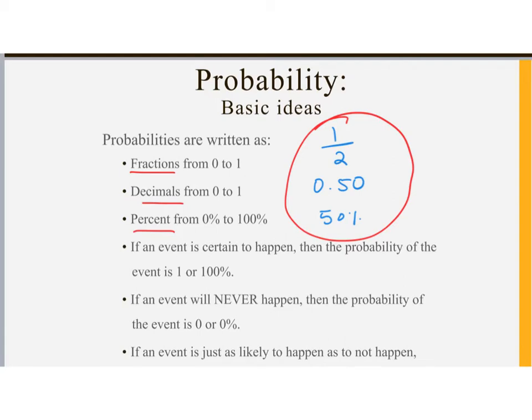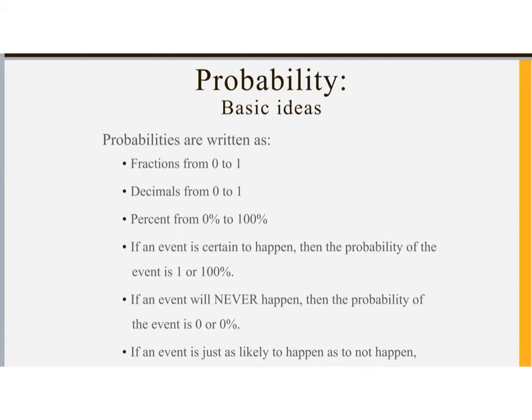If an event is certain to happen, then the probability of that event is 100%, or as a fraction it's 1 over 1, and as a decimal it's 1.0. Each of these mean that something is certain to occur. If something is certain to not occur, then the percentage chance that it'll happen is 0%. That's the same as a fraction of 0 over 1, or a decimal of 0.0. When we say the probability of something is 0%, we're saying we are certain it will not happen. If an event is just as likely to happen as to not happen, then the probability is 1 over 2, 0.5, or 50%.